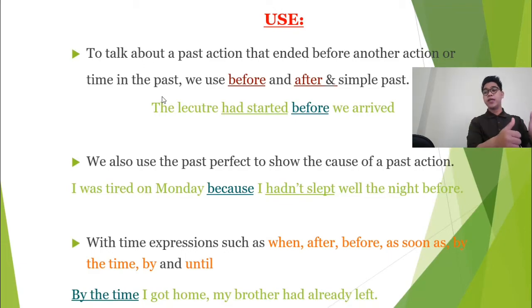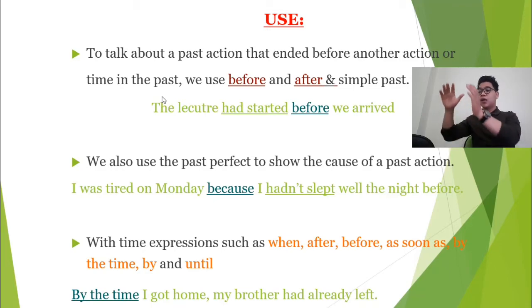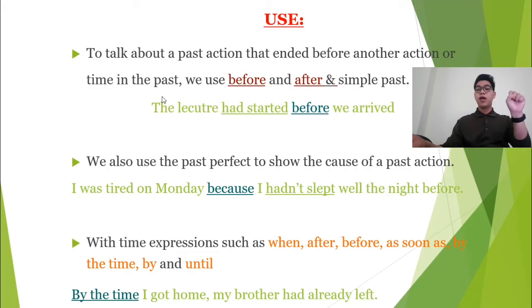So the past perfect is used to explain the one action that has ended before another action in the past came. So this is the past perfect tense: I had done it.